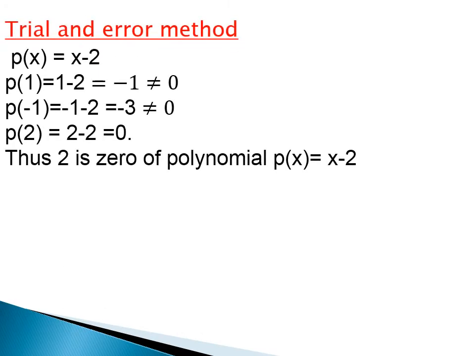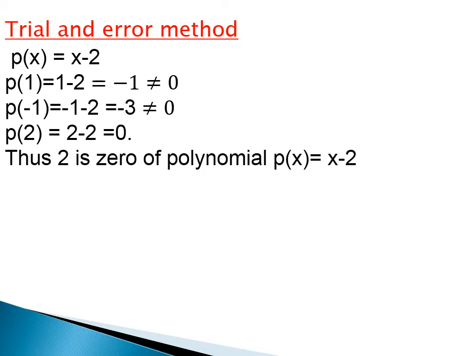Next example we are seeing here. First, the polynomial p of x equal to x minus 2. The first method is the trial and error method. P of x equal to x minus 2. Now we are doing the trial and error method. Any values we can put. So we put the first value, x as 1. Then what answer are you getting? Minus 1. Minus 1 is not equal to 0. P of minus 1 we are trying.